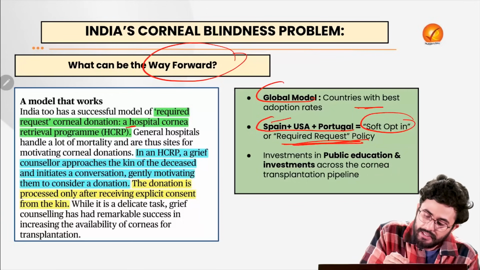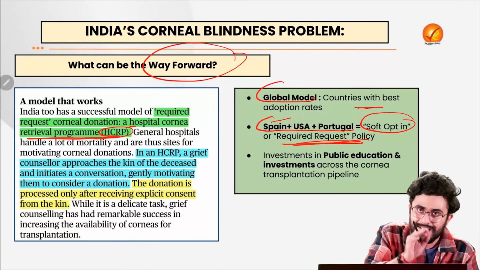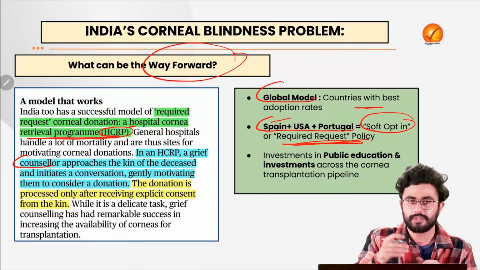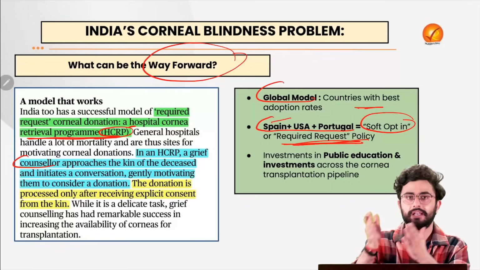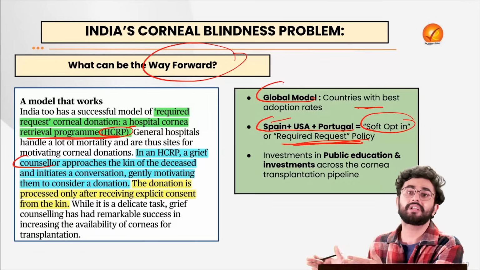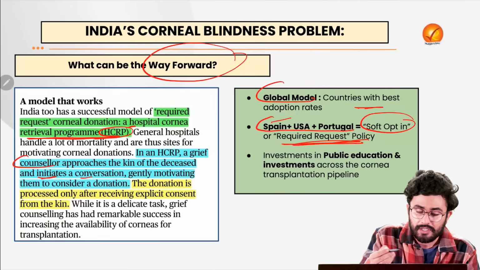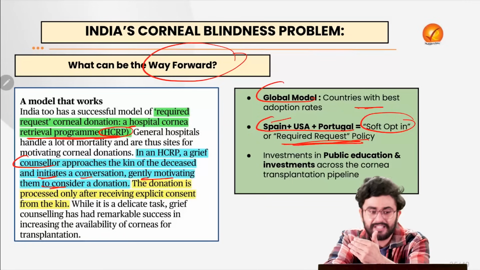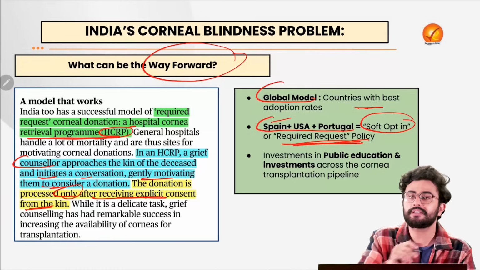That is basically where a hospital cornea retrieval program, or HCRP, is done. In an HCRP, a grief counselor approaches the kin. So let's say, for example, if I am dead, there is a kin of mine, you are an HCRP officer, you will come and try to convince him. How? Initiate a conversation, gently motivate them to consider a donation, and try to make them aware. The donation is processed only after receiving explicit consent from the kin.